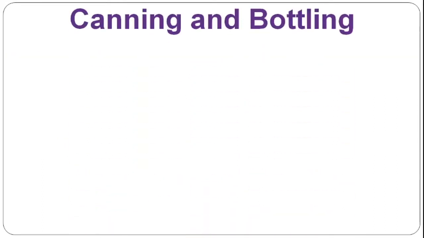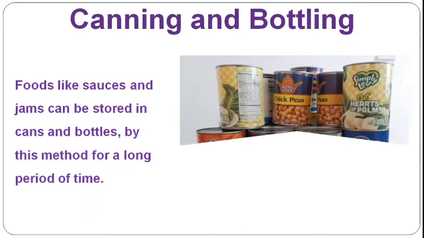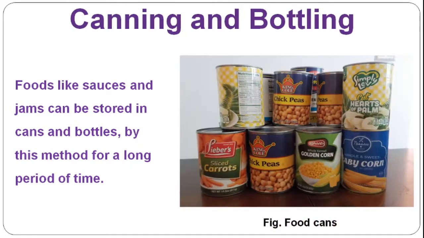First one, canning and bottling. Foods like sauces and jams can be stored in cans and bottles by this method for a long time period. Yes, they can stay in good condition for a long period of time. Can you see in this picture, food items are preserved by using cans and bottles.